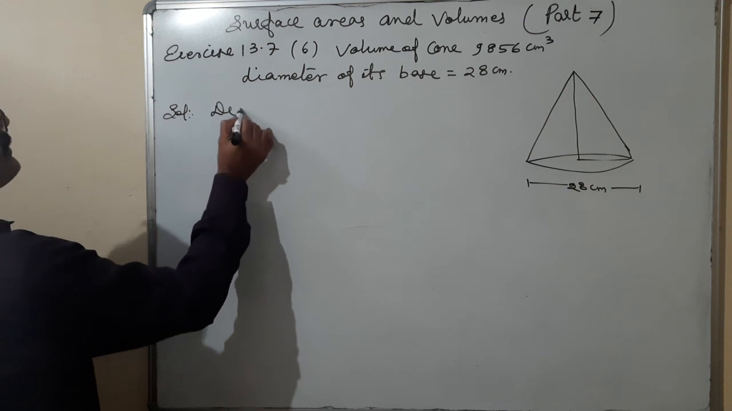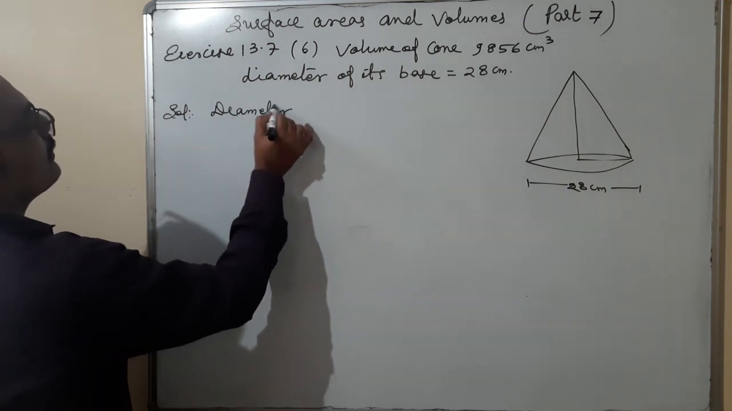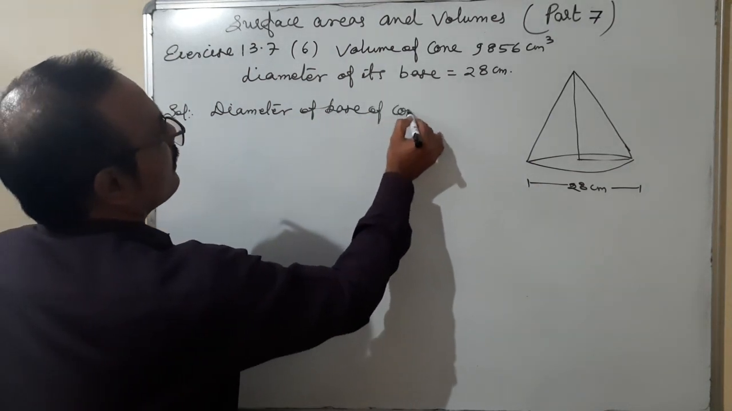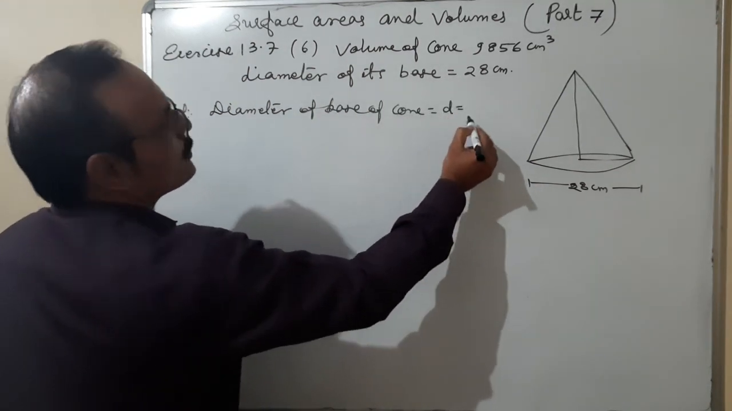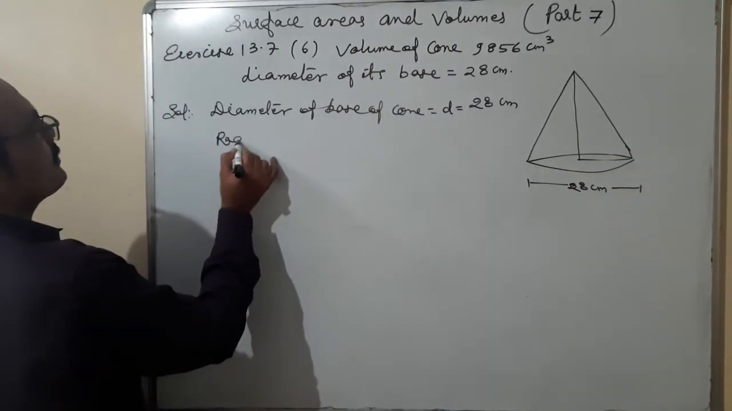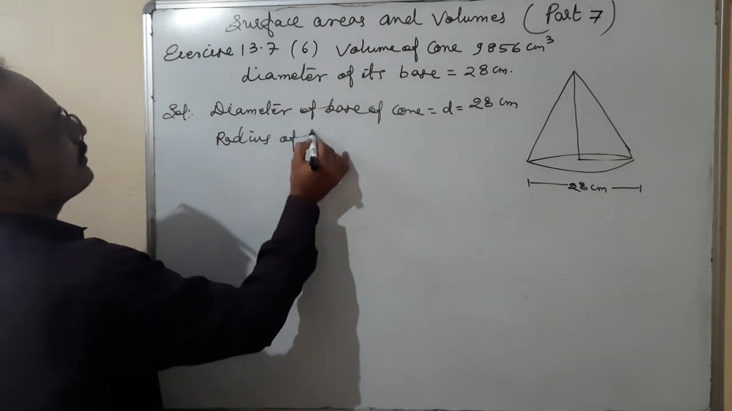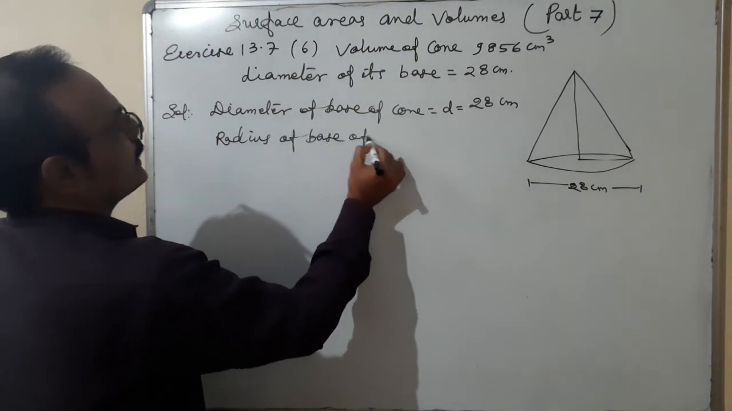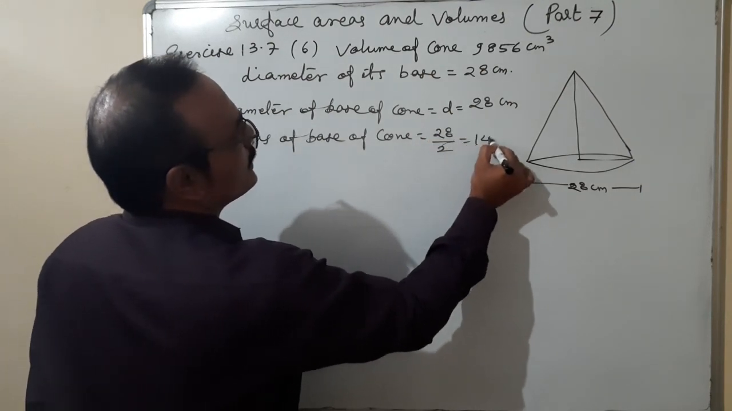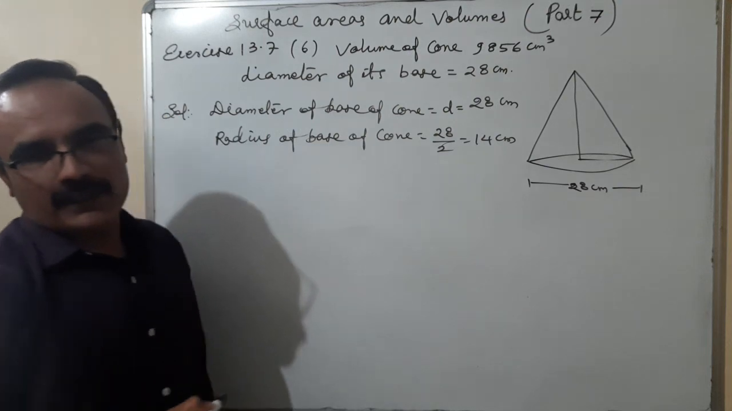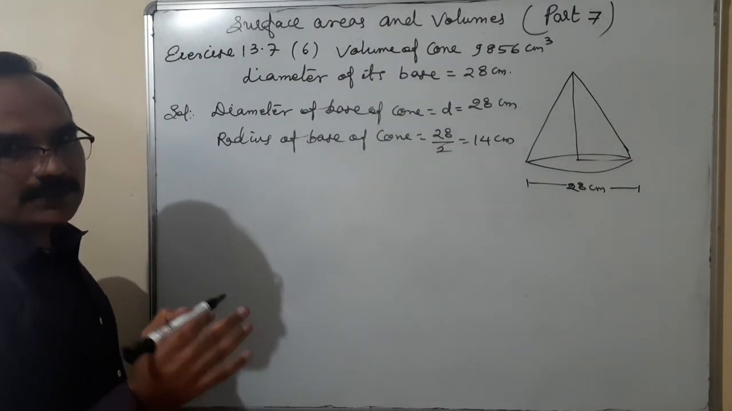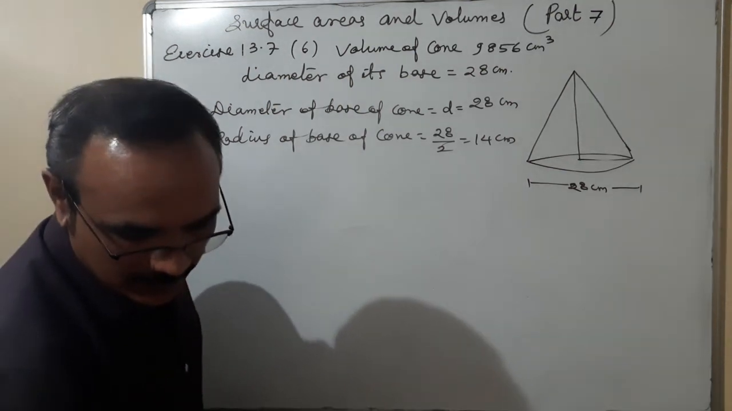So diameter of base of cone is D equal to 28 centimeter. Therefore, the radius of base of cone is equal to 28 upon 2. That means it is 14 centimeter. Is that okay? Radius you got it. Three things we are finding: number 1, height, slant height, and third is curved surface area.